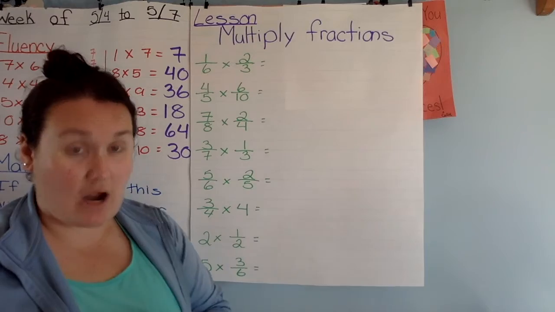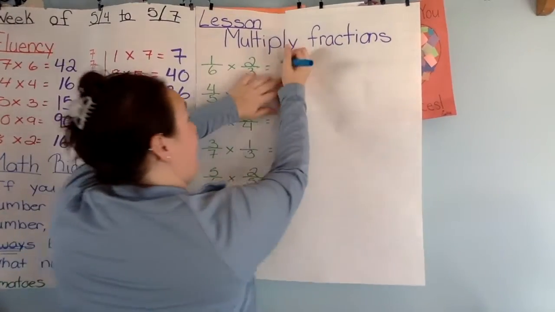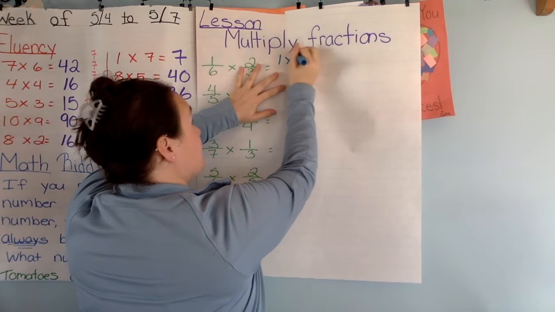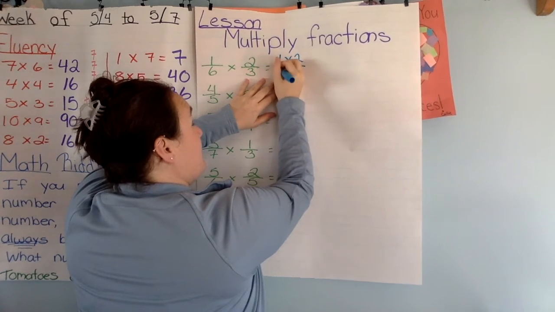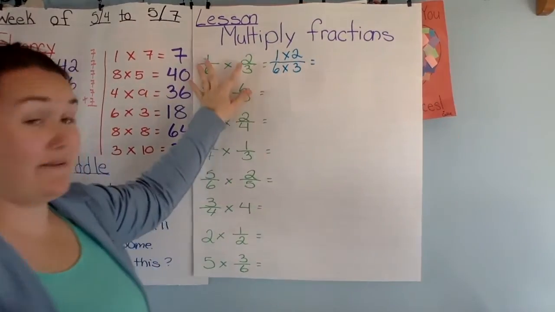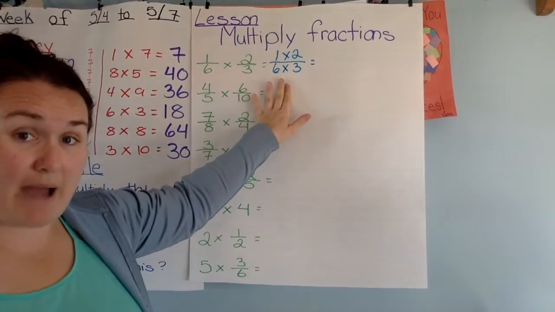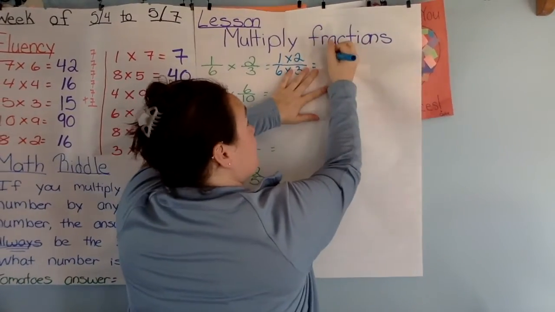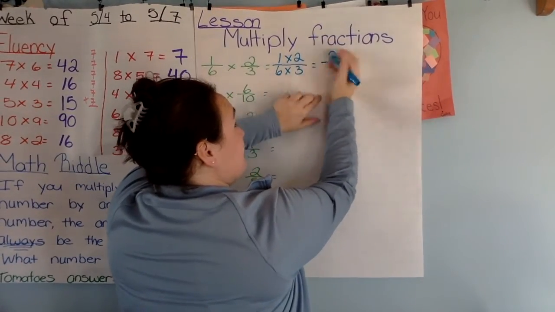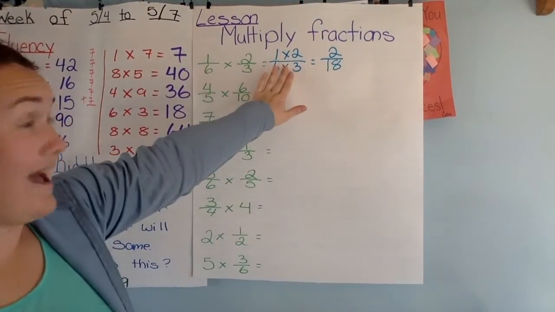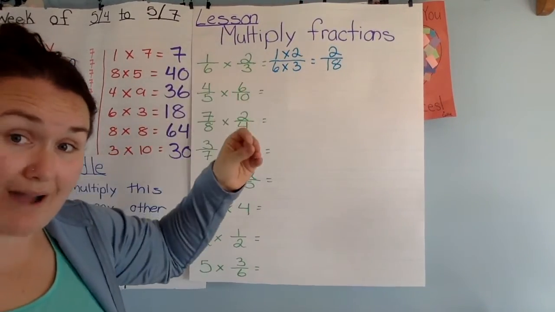So in order to figure out what my product is, I am going to multiply straight across. So that means I'm going to do 1 times 2 over 6 times 3. So I've combined my numerators and I've combined my denominators. Now I'm just going to multiply. 1 times 2 is 2. 6 times 3 is 18. So I added a step in the middle to show you where I got my product from.